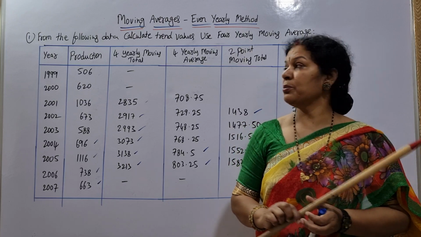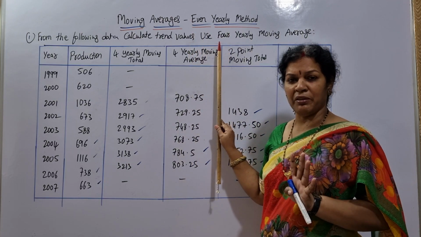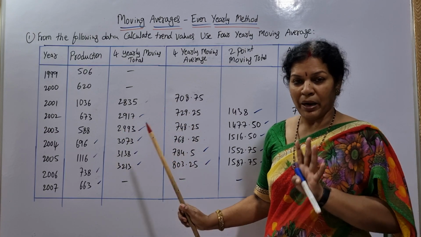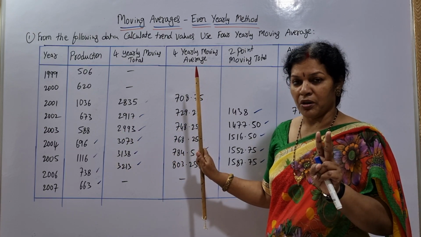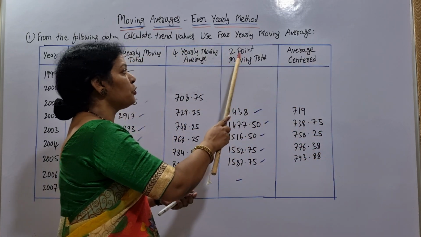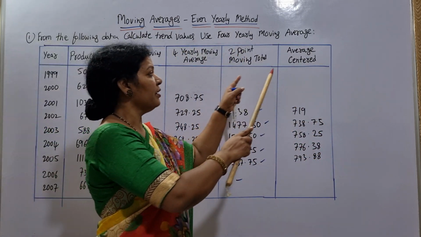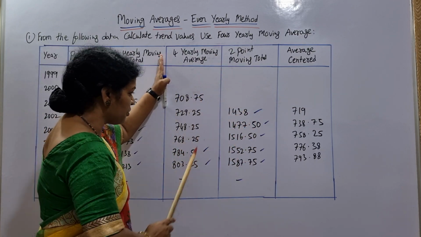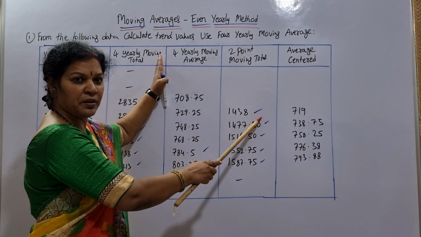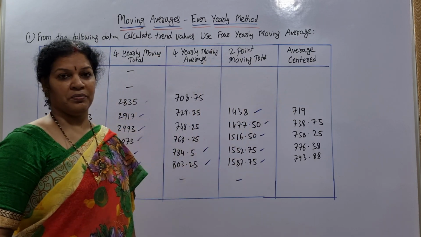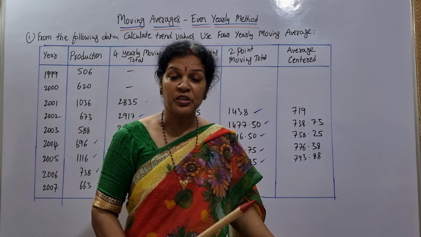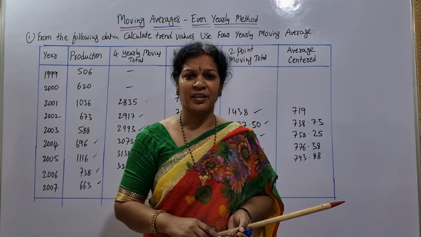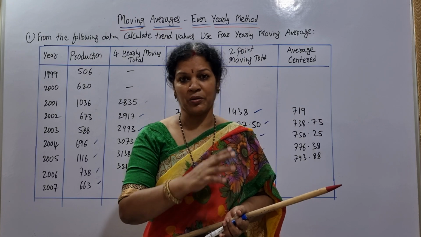Similarly, up to here this is same like the 5-yearly moving average. Only the thing is posting, you have to see where we have to post. And apart from this, we have done 2 more columns. One is the 2-point moving total and the other is average centered, the 2-point centered. The 2-point moving total is based on this, and based on this we prepared this average in the next column. Am I clear? You must be perfect and thorough, especially in moving average. Very easy, na? In examination, you should not miss even a single mark.